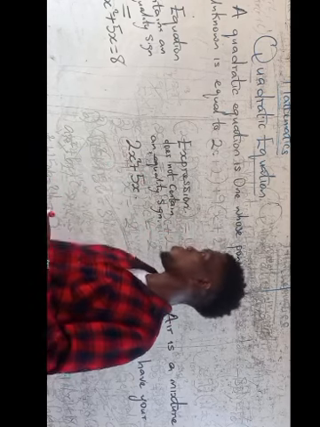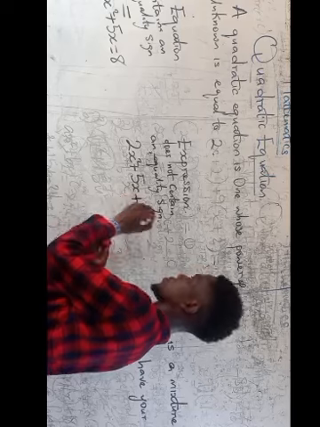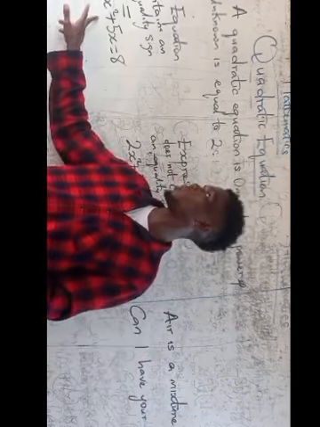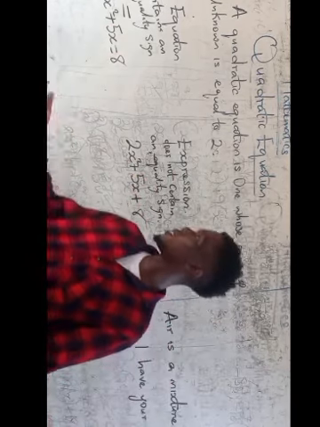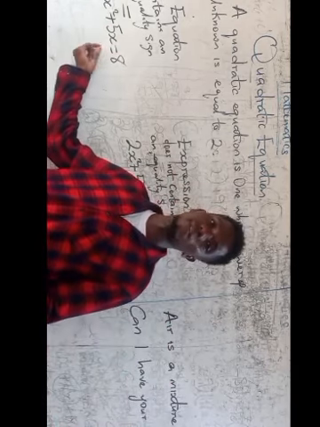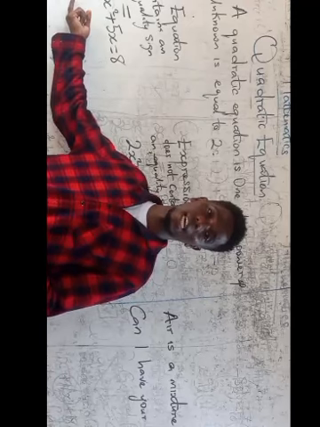Now, looking at these two, I have here 2x squared plus 5x equals 8. Now, this is an equation. Why do I say this is an equation? This contains an equality sign. So, this is classified as an equation.